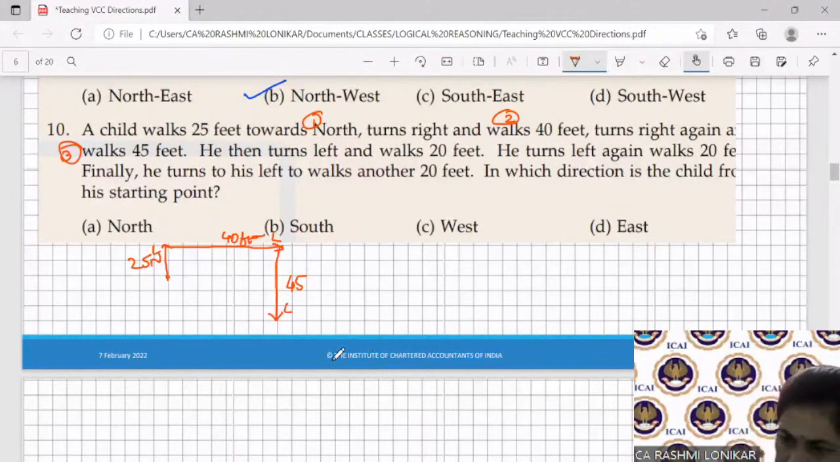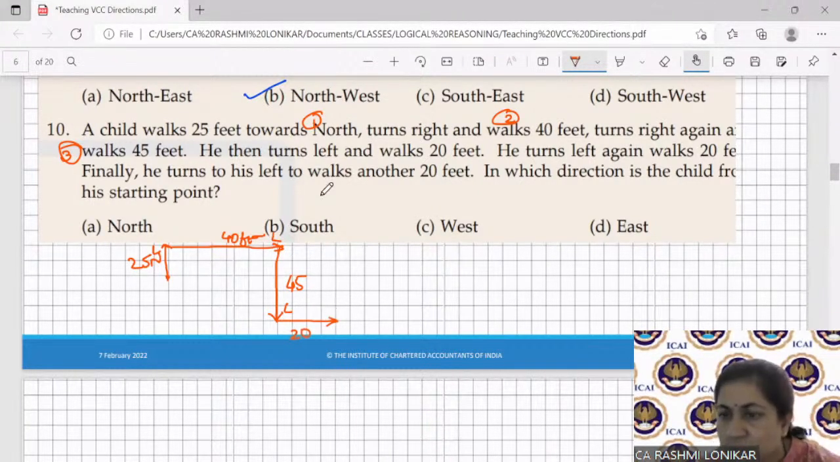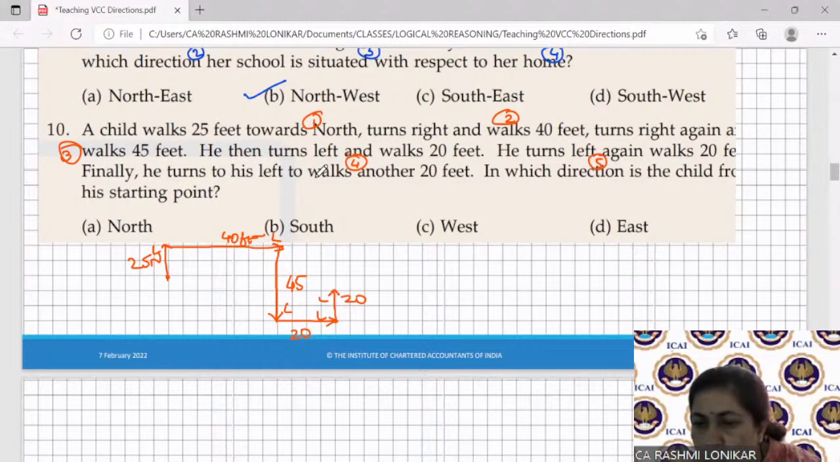Then he turns left and walks 20 feet. Okay. So this is his left. So this is his fourth point. He turns left again and walks 20 feet. So fifth. He turns left and walks 20 feet. Okay. This is his left. Finally, he turns left and walks another 20 feet.